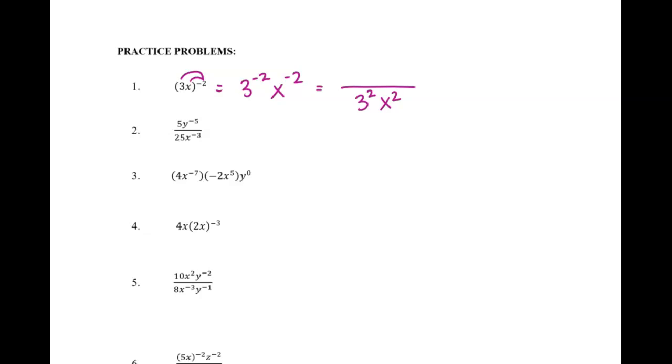There's nothing on the top, and we have to have something there, or it doesn't really count as a fraction, so I'm going to make it a 1. Simplify one more time. 3 squared is 9, so we have 1 over 9x squared.